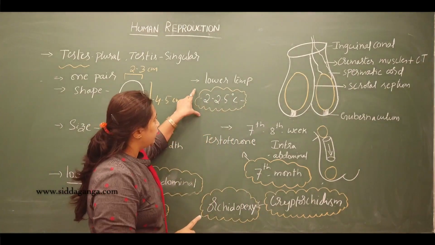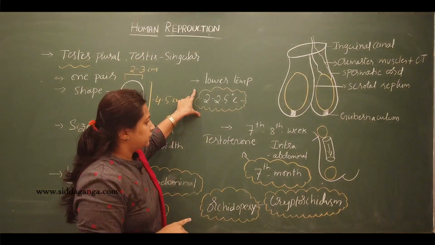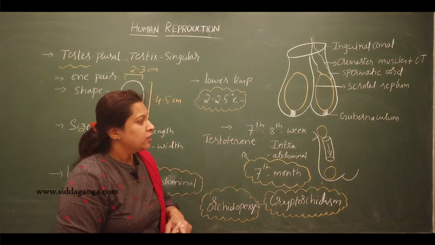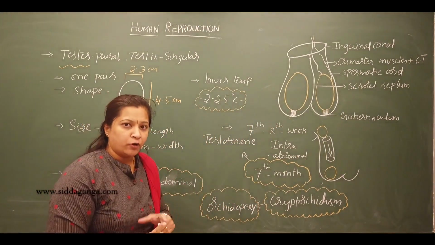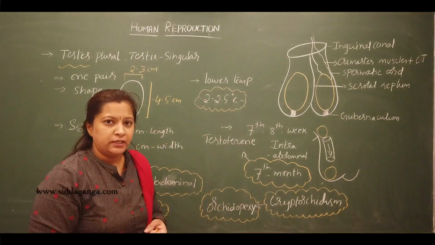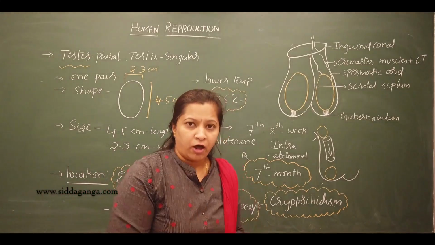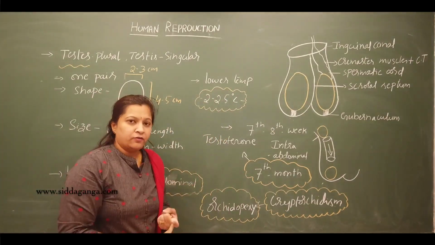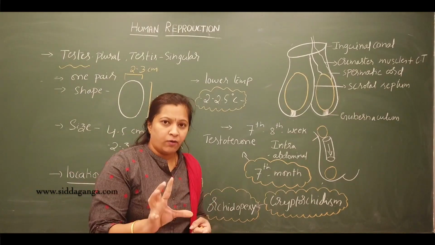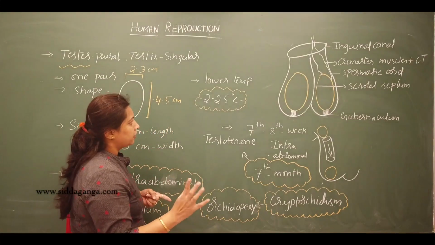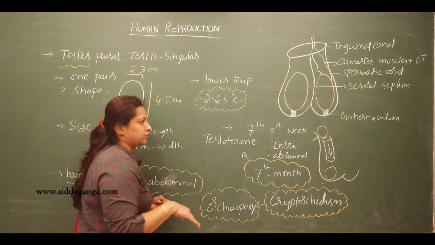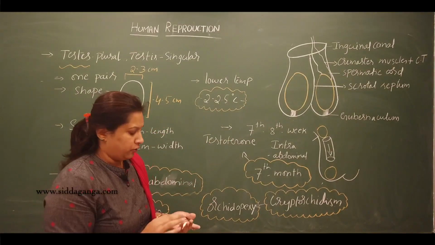This lower temperature of the testis is maintained by the scrotum. So we come to know the function of the scrotum: it acts as a thermoregulator. It helps in maintaining the low temperature of the testis, which is required for the normal development of sperm. Apart from production, the storage and maturation of sperm also require a temperature 2 to 2.5 degrees Celsius lower than the body temperature.